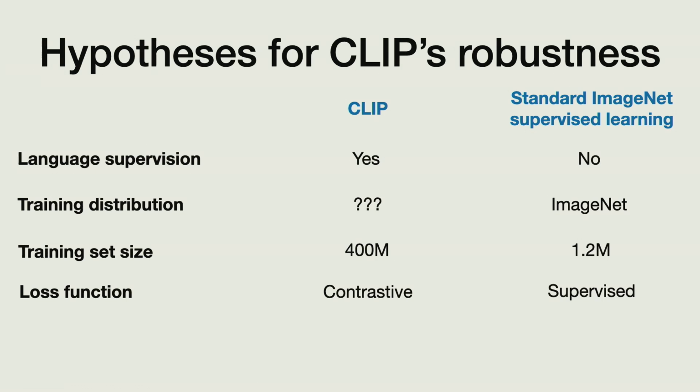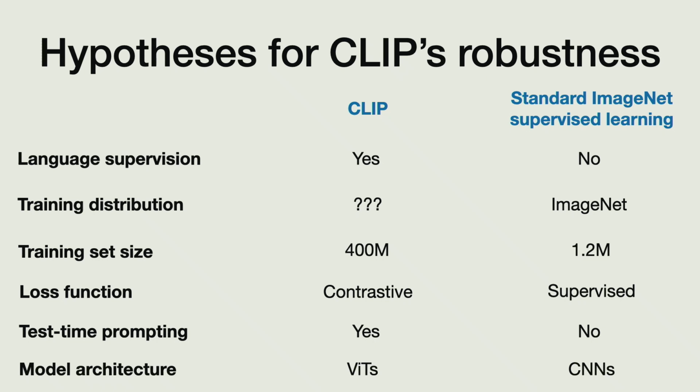We also changed the loss function. When we do CLIP training, we have a contrastive loss function, whereas standard supervised ImageNet learning uses the more common cross-entropy loss. Another difference is test time prompting. Once you have this ability to do zero-shot inference, people started trying all sorts of things on the text input side to tune the models that way. Maybe that helps with robustness. Standard trained ImageNet models can't do that. And then the last hypothesis we looked at is model architecture.